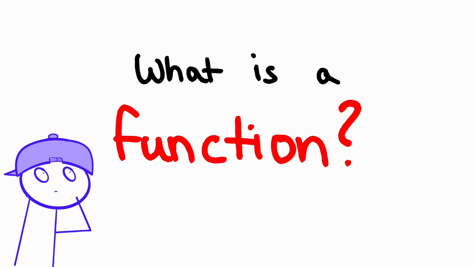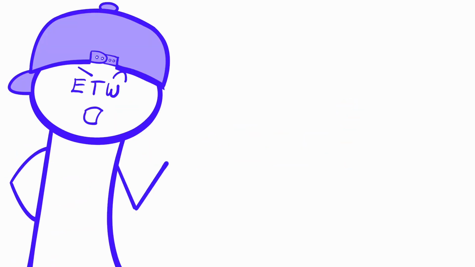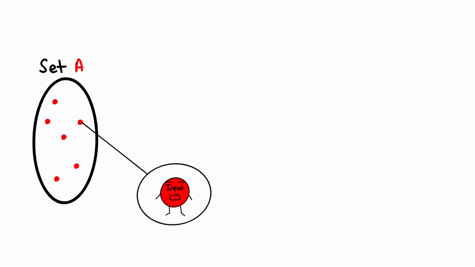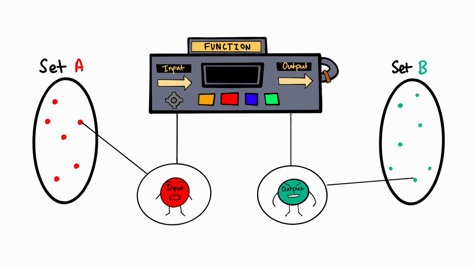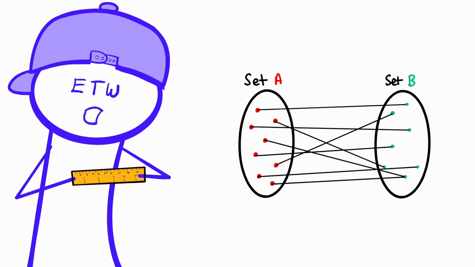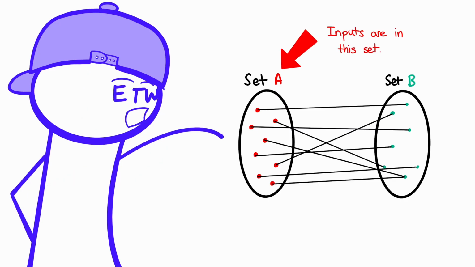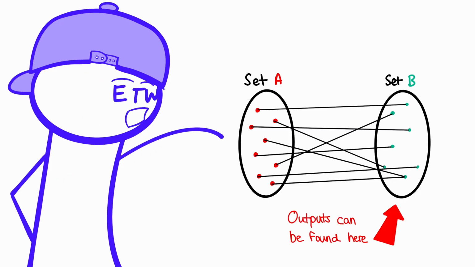What is a function? A function is a specific rule between two sets. You start with an input taken from one set, and the function assigns it exactly one output in some other set. This mapping creates a whole bunch of input and output pairs. All of your inputs live here, and all of its outputs can be found here.